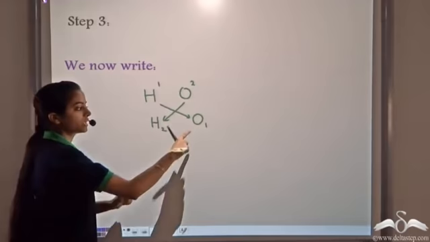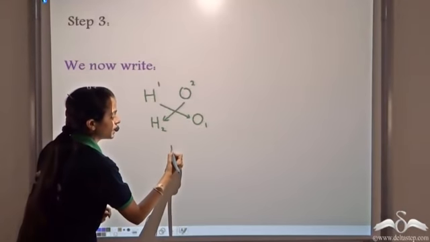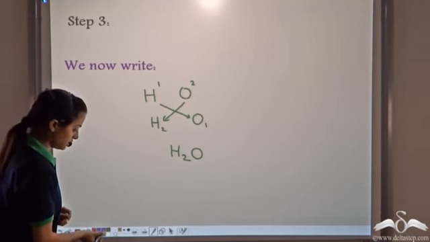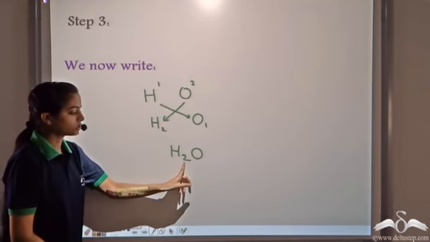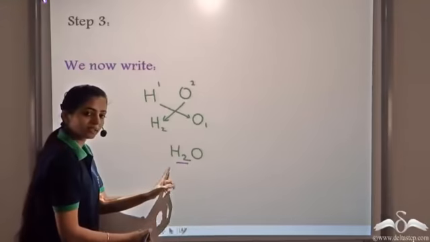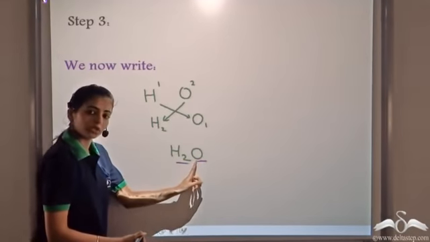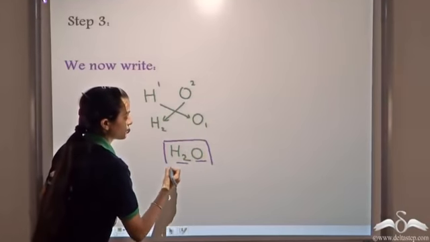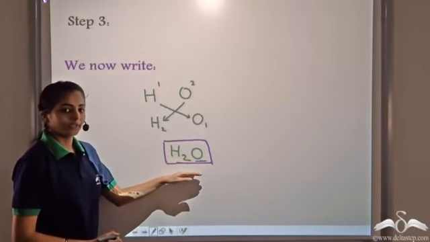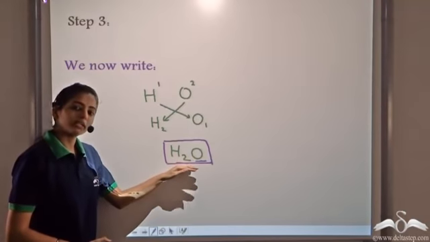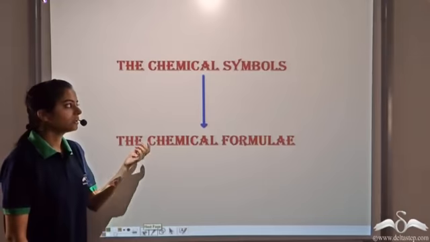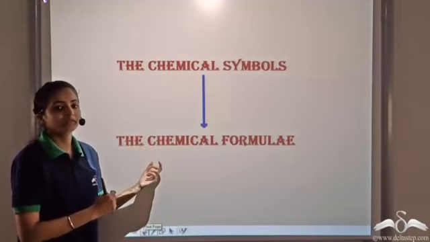So what do you get? We can ignore this 1. So we get H2O. So as we got earlier, this shows 2 atoms of hydrogen and 1 atom of oxygen. So this is the chemical formula for water. So when symbols combine, we get the chemical formula. So in the language of chemistry, the chemical symbols combine to give the chemical formula.